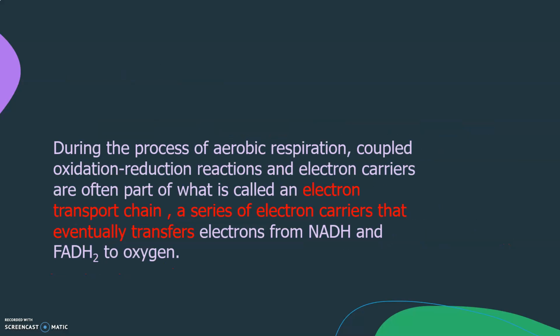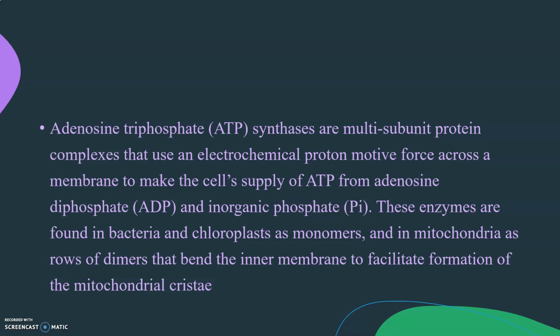During the process of aerobic respiration, coupled oxidation-reduction reactions occur, and electron carriers are often part of what is called an electron transport chain, which is a series of electron carriers that carry the electrons transferred by the intermediates, and finally they transfer those electrons to oxygen, which is the terminal electron acceptor, and finally the ATP molecule is synthesized, that we have already discussed. So this is ATP, that is adenosine triphosphate, synthesis.